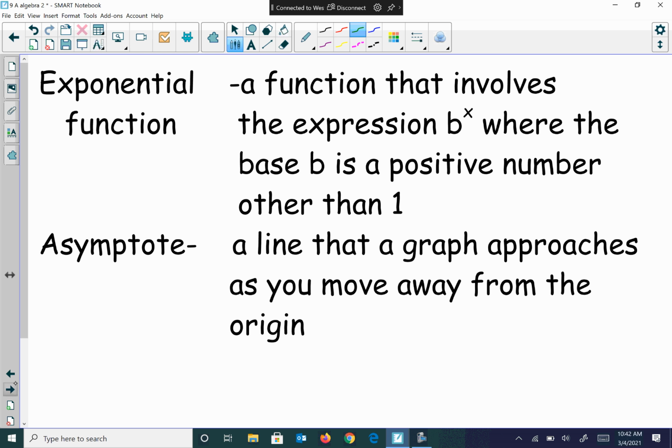Okay, so an exponential function, you have a number raised to the x.